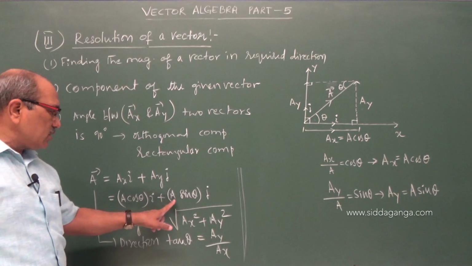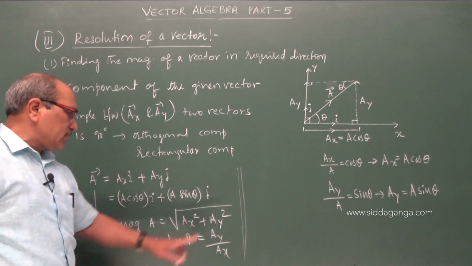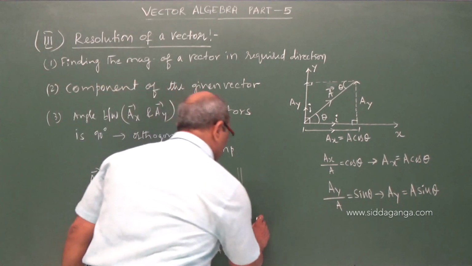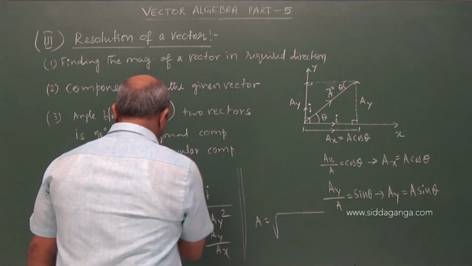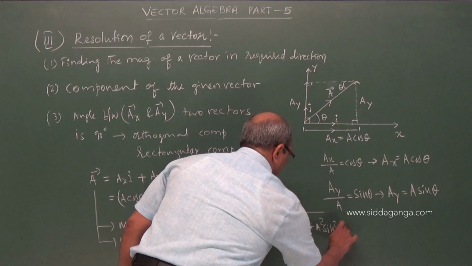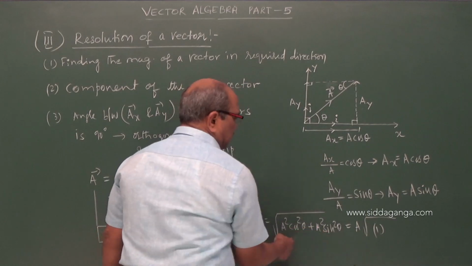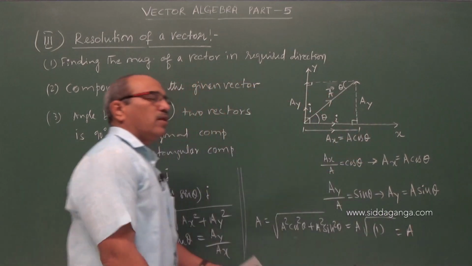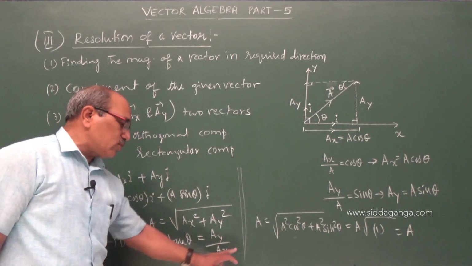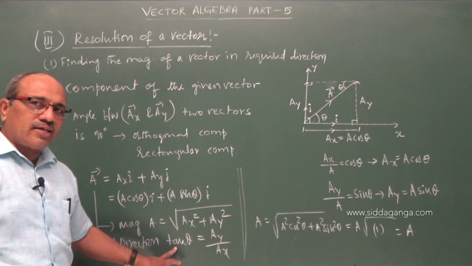A cos theta i plus A sin theta j gives you A. Magnitude required is root of AX square plus AY square. If I take the root of A square cos square theta plus A square sin square theta, you can bring A out. This is 1 because cos square theta plus sin square theta is 1, so we get A. And AY by AX, AY is A sin theta, AX is A cos theta. A sin theta by A cos theta, sin theta by cos theta is tan theta, and A gets cancelled.